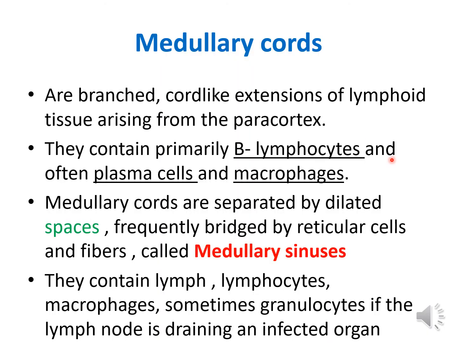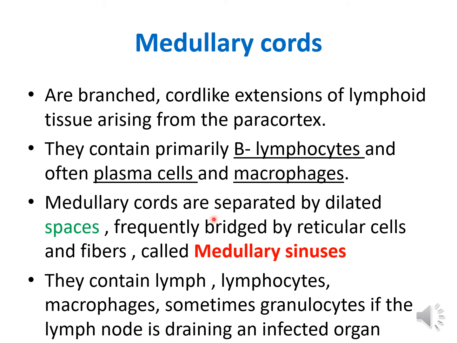Regarding the medullary cords, they are branched cord-like extensions of lymphoid tissue arising from the paracortex, and they penetrate deep into the medulla. They contain primarily B lymphocytes, plasma cells, and macrophages. On the other side, the paracortex contains T lymphocytes, and we already discussed that the lymphoid nodule also contains mainly B lymphocytes.